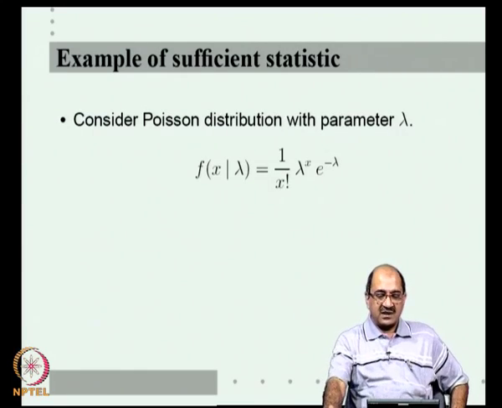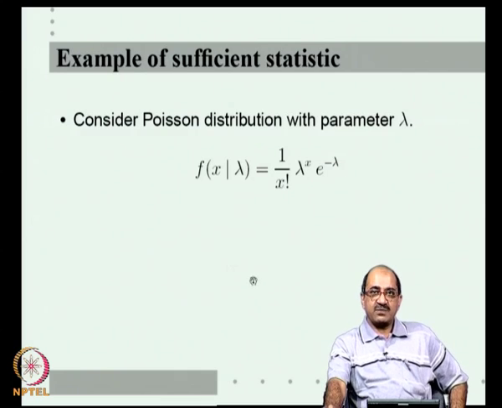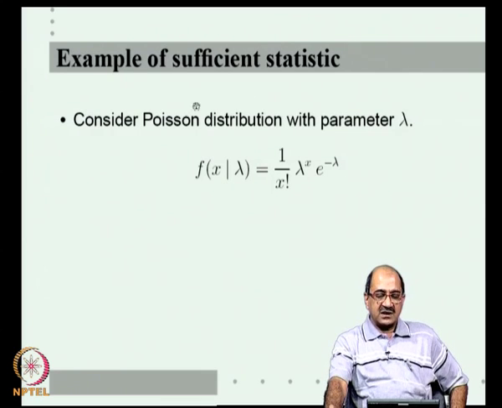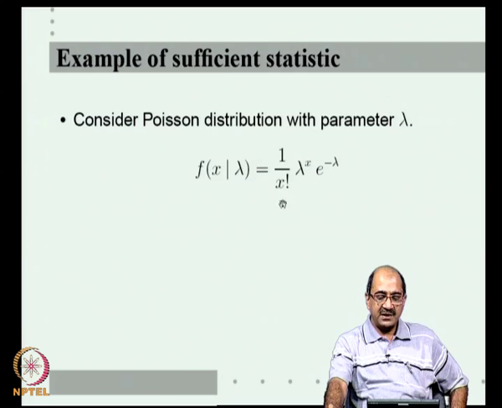We could have considered any of them, but I just considered Poisson. So, this is the Poisson mass function with lambda as the parameter, and x takes values 0, 1, 2, all the way up to infinity.